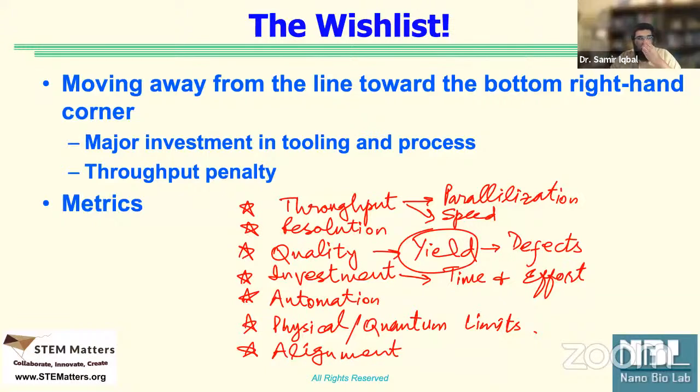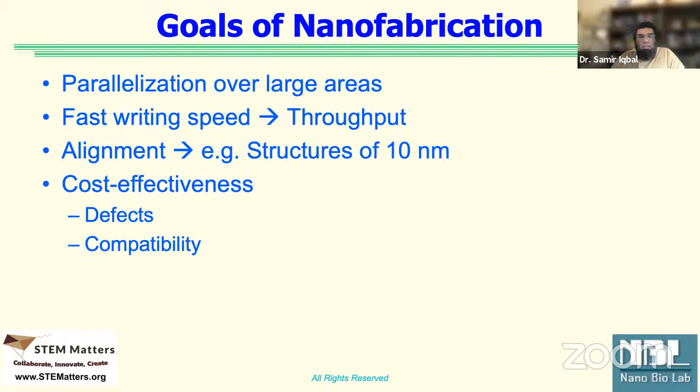All right, so with this wish list, there's been lots of push, and this is work from the last 20, 25 years. And it's still continuing, where we want to have parallelization over a large area, which means that we don't want to make things one by one, but we want to have some way of making them all together. But that becomes a problem, and we'll discuss some of the issues there.